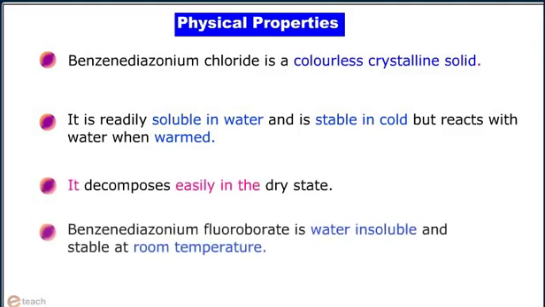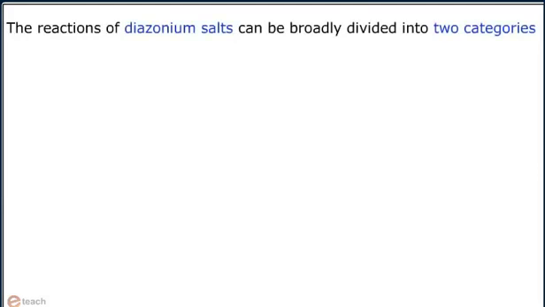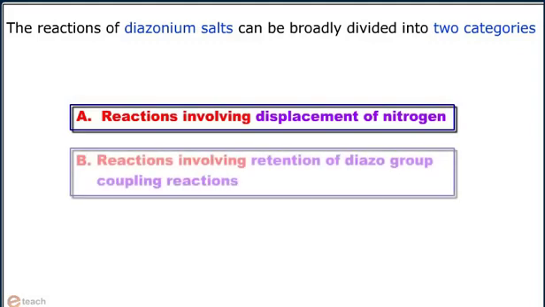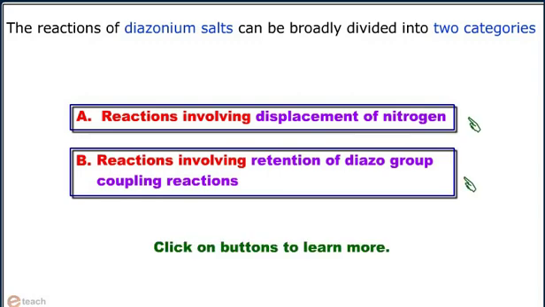Benzene diazonium fluoroborate is water insoluble and stable at room temperature. The reactions of diazonium salts can be broadly divided into two categories: reactions involving displacement of nitrogen, and reactions involving retention of the diazo group, that is, coupling reactions. Click on the buttons to know more.